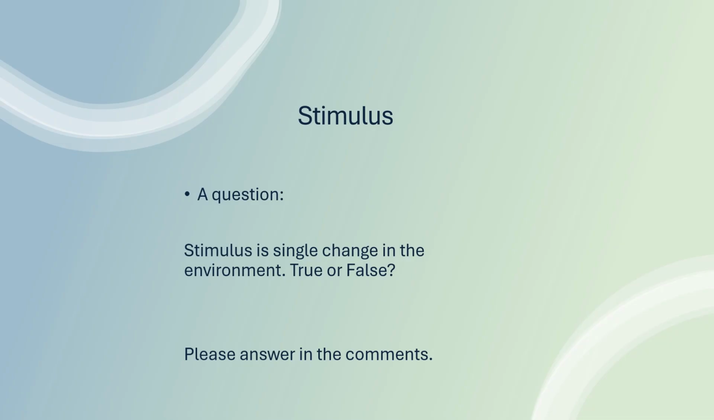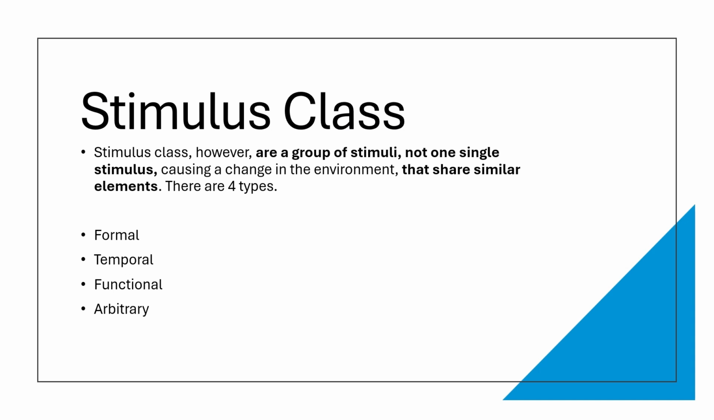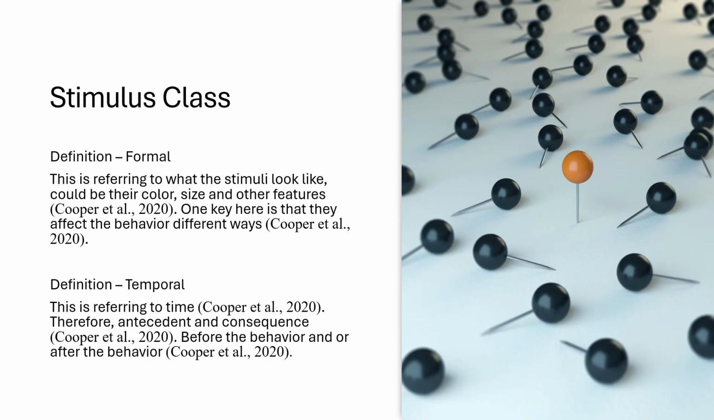Stimulus, a question. Stimulus is a single change in the environment. True or false? Please answer in the comments. Stimulus class, however, are a group of stimuli, not one single stimulus, causing a change in the environment that share similar elements. There are 4 types: formal, temporal, functional, and arbitrary.